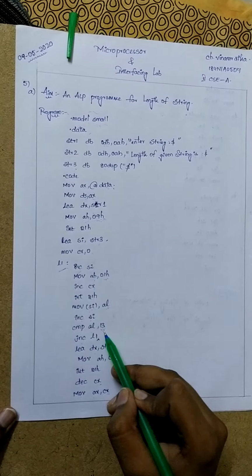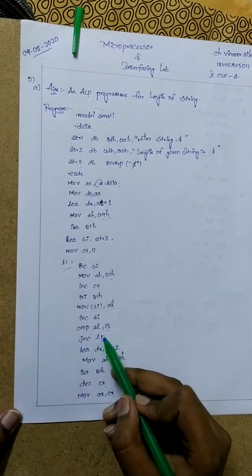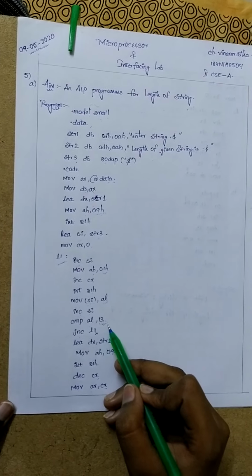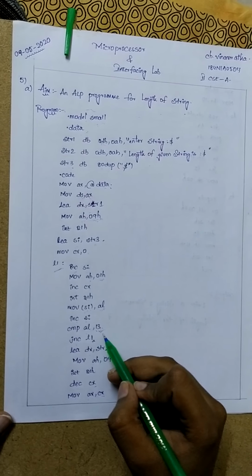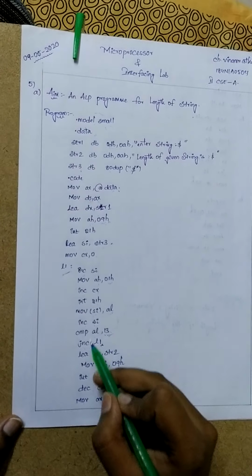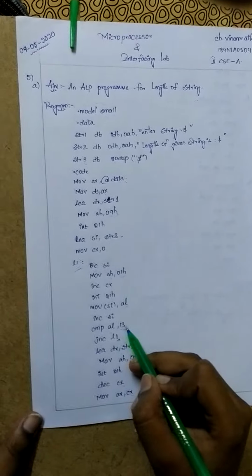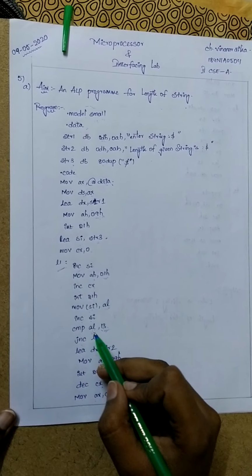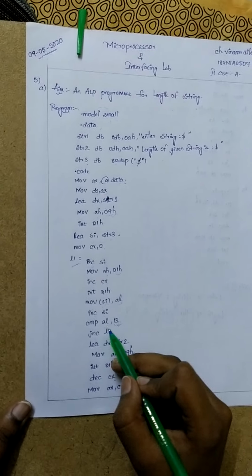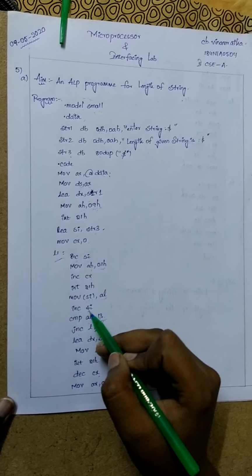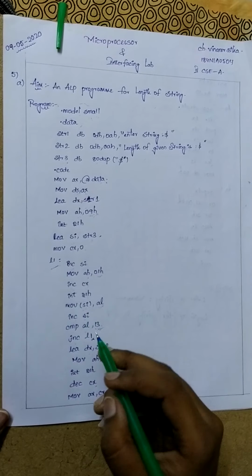cmp al, 13. Comparing AL and 13. 13 means the enter key, which is also considered as a character. After comparing AL with 13, if they are not equal, then the loop is started again.